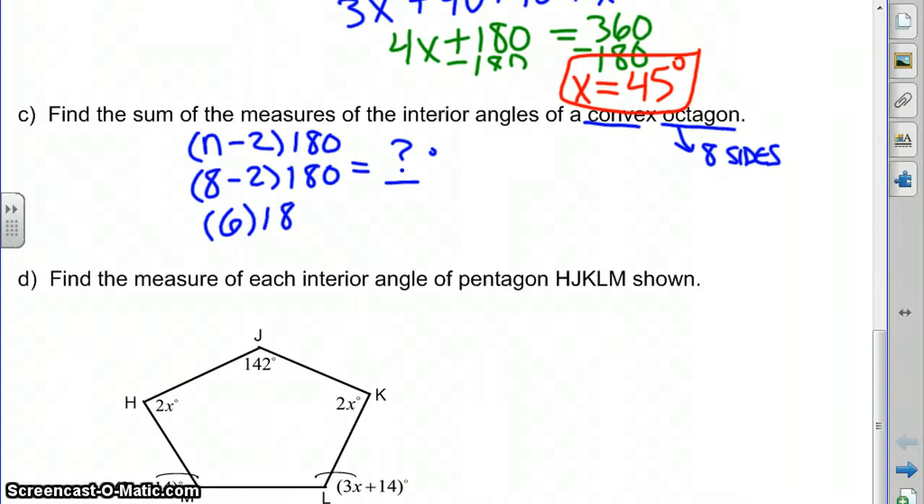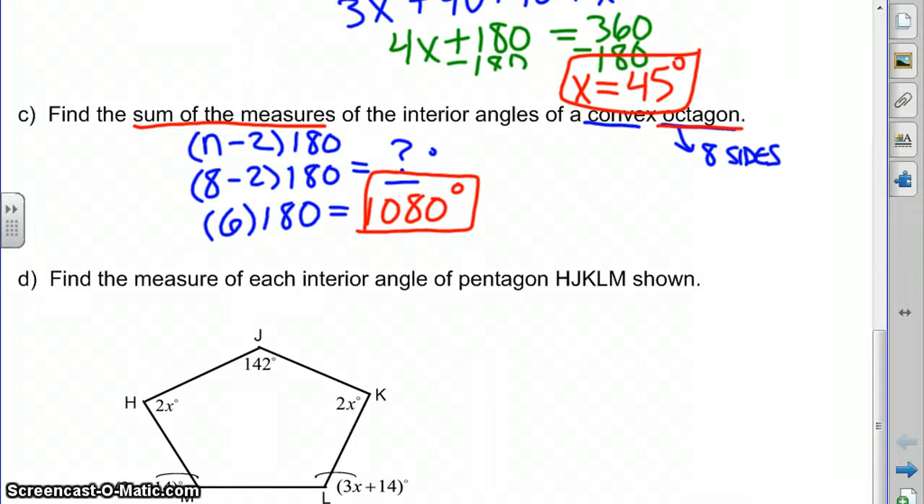6 times 180 degrees is equal to 1080 degrees. So if I add up all of the angles of an octagon, I will get 1080 degrees. Let's go on to the next example.